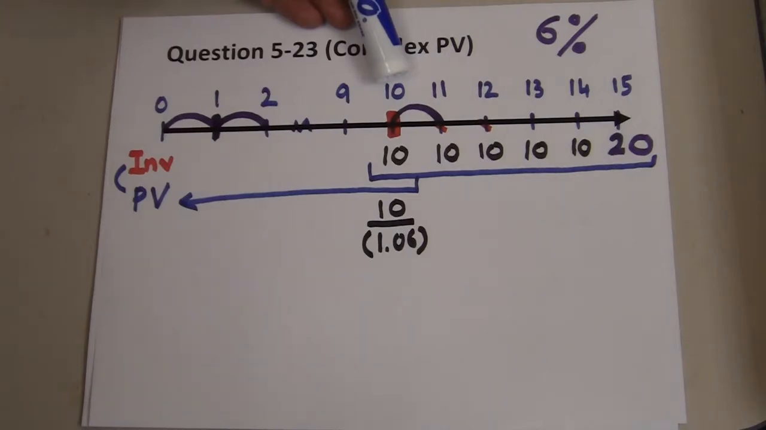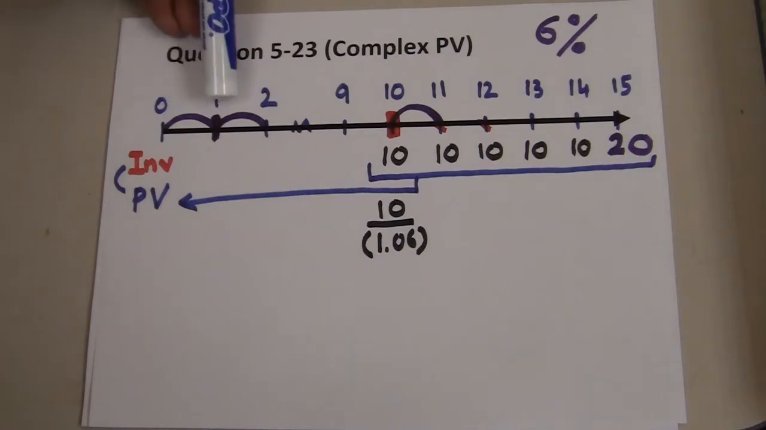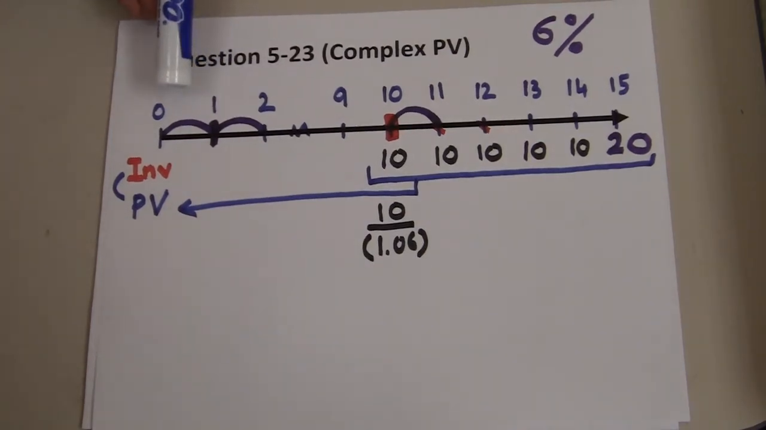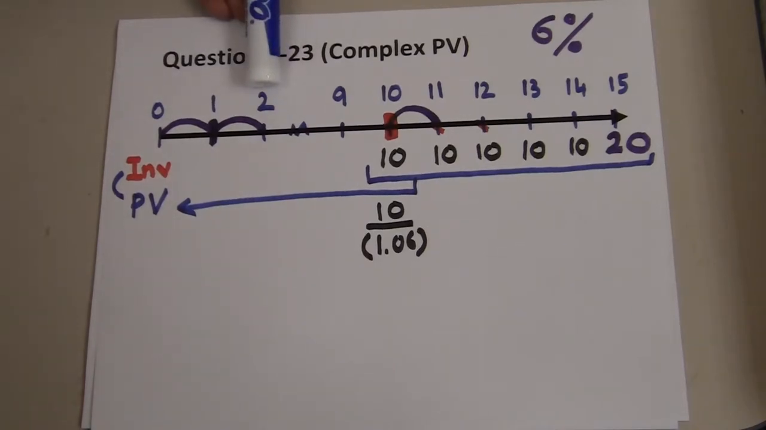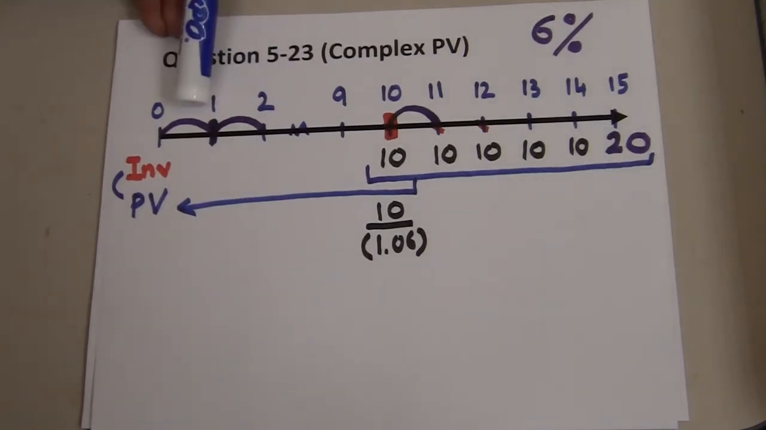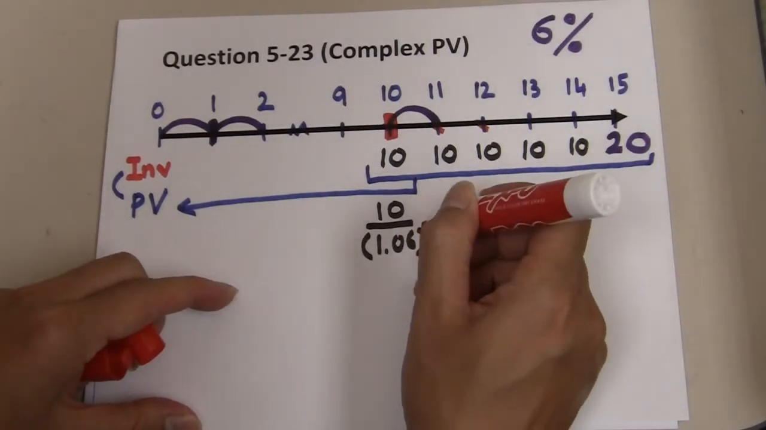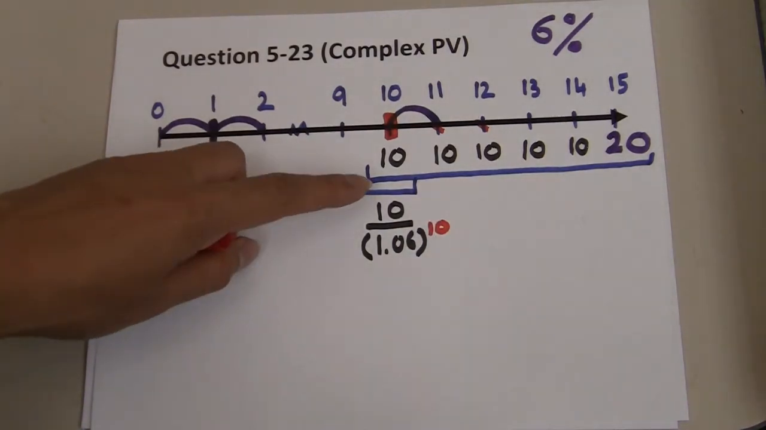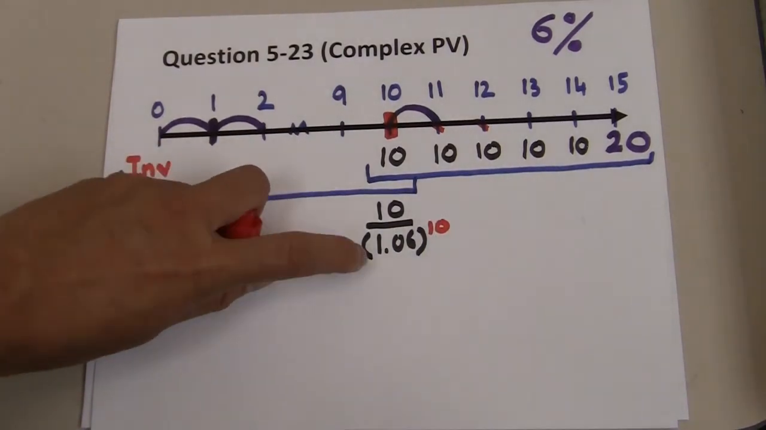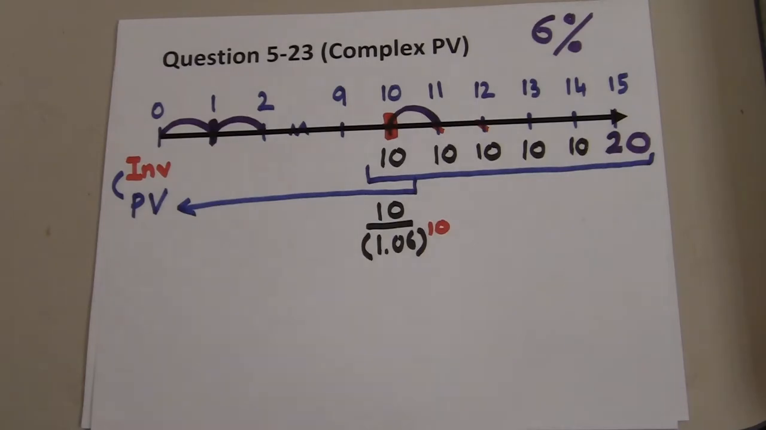For us, we need to count the periods. I will look at the beginning. If the payment occurs at number 1, I will discount 1 period. At number 2, I discount 2 periods. And therefore, if it occurs at number 10, I will discount for, of course, 10 periods. So here's the power 10: 10 divided by 1.06 to the power 10, right?